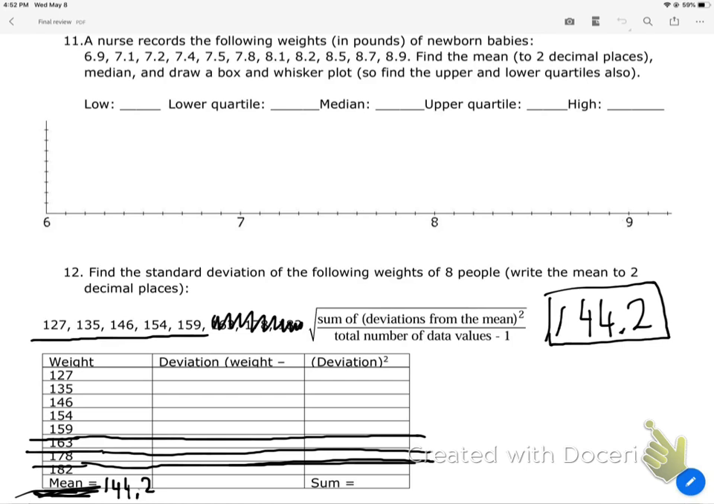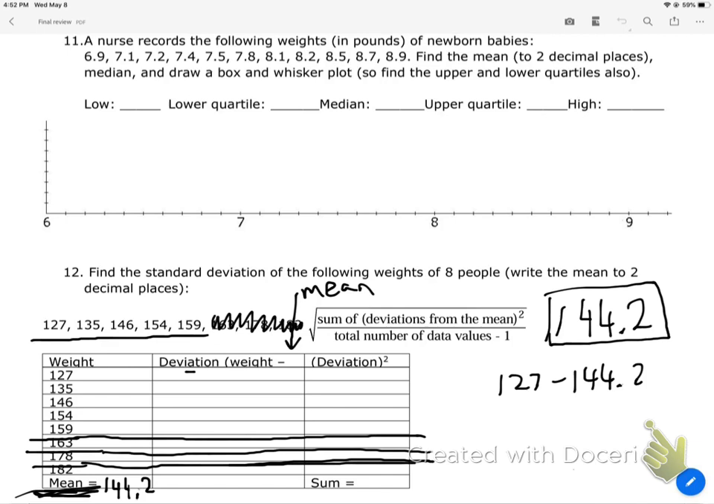Right, now then, remember, the deviation is just the weight minus the mean. So 127. I'm going to think, right, what's 127 minus 144.2? Now again, calculators. So here we go. 127 minus 144.2 equals, right, negative 17.2.